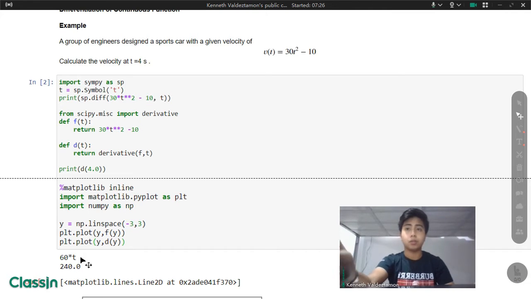Pwede natin i-plot yung ating sagot, pati yung function. So to do that, we'll need to type %matplotlib inline, import matplotlib.pyplot as plt, and also we need to import numpy as np. So we can use any variable we want. In this case, I've used y, and then equals numpy.linspace maybe -3 to 3, then plt.plot y, function y, plt.plot y, derivative y.